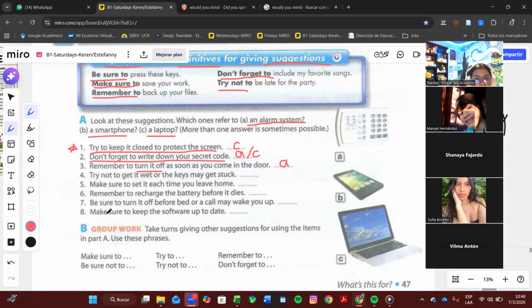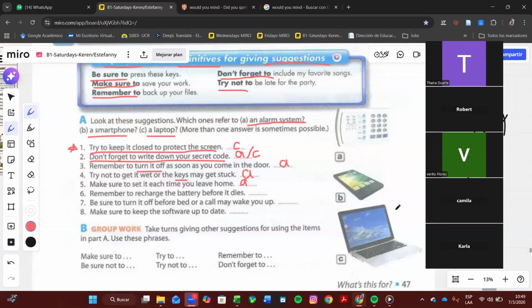And then the fourth one, try not to get it wet or the keys may get stuck. Hmm, the keys. So we're talking about llaves. So it could be the alarm again, right? We're talking about it. I don't know. So try not to get it wet. Okay, we have a lot of them. Look at this one. Make sure to set it each time you leave home. So you have to do like a thing there before you leave home.